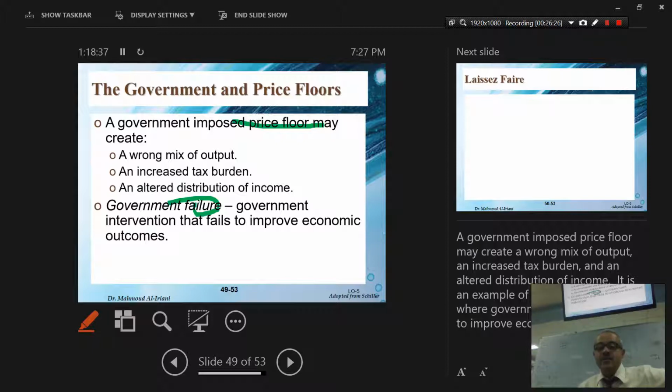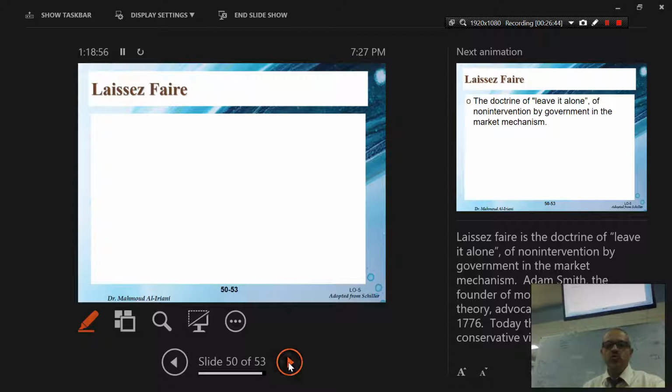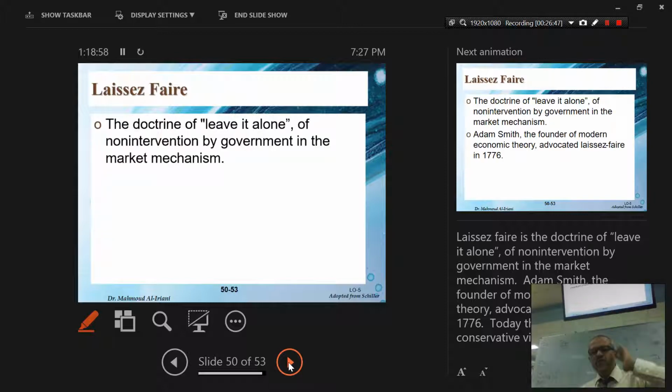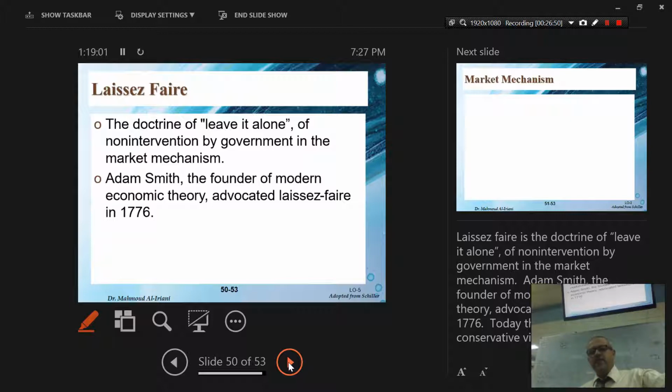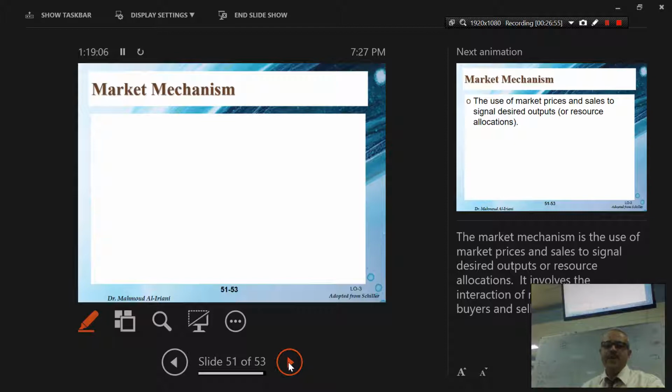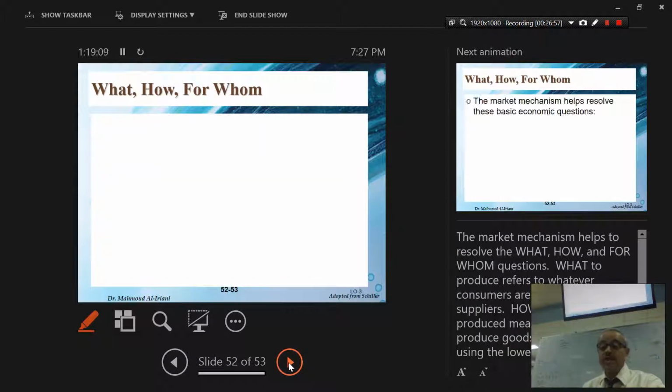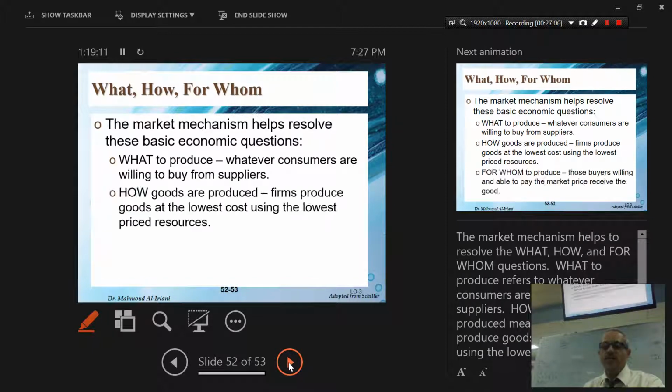Sometimes government fails. And of course the book, like economists today, comes from a neoliberal ideology, which says don't control the market. You see? And this book is driving in this direction. So the more you read in the book, it will tell you laissez-faire, the doctrine of leave it alone, non-intervention by government will make everything work. Adam Smith was great. And what is the mechanism? We use prices. What, who, for whom are the main questions.